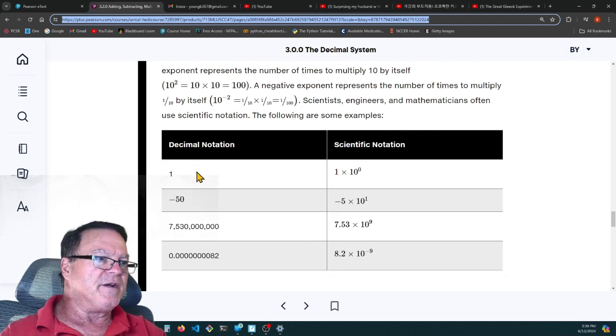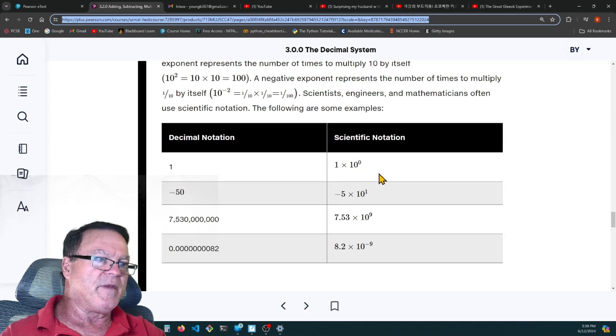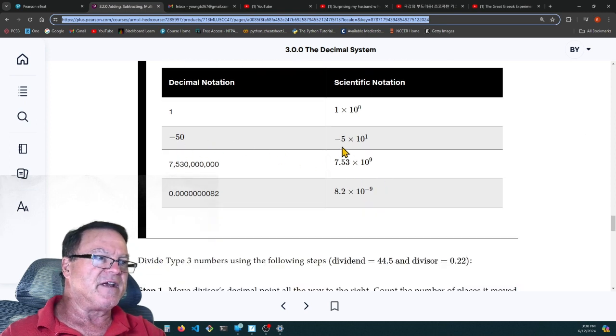So here's decimal notation. 1 equals 1 times 10 to the 0th power. Negative 50 is negative 5 times 10 to the first power. Here's 7,530,000,000, which is actually 7.53 times 10 to the 9th power. You're moving this decimal point 9 places.